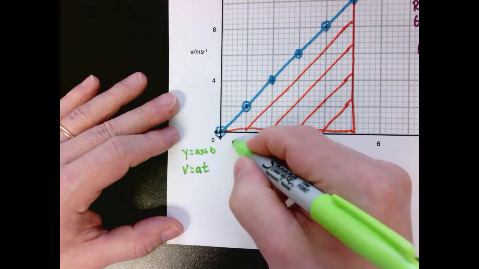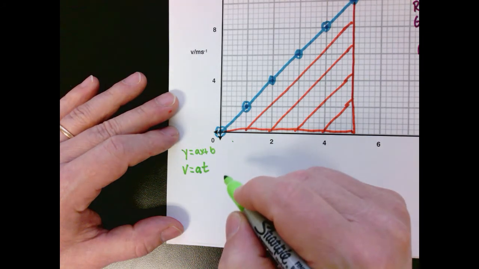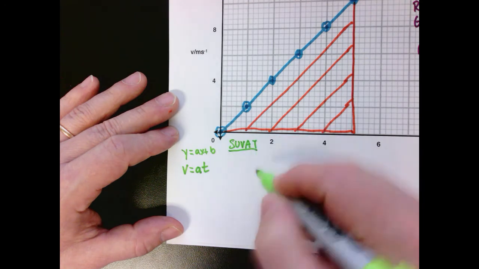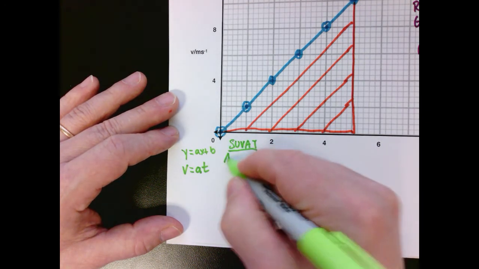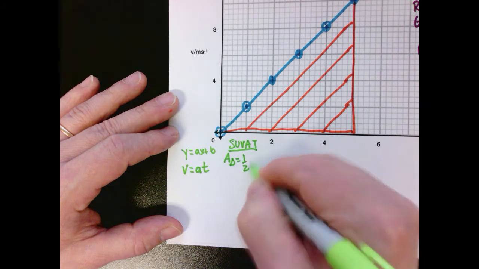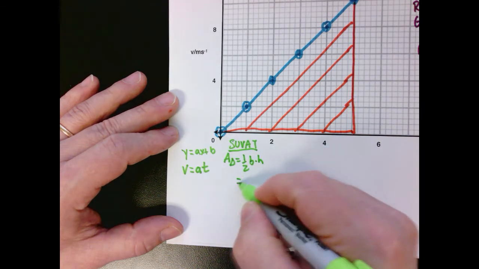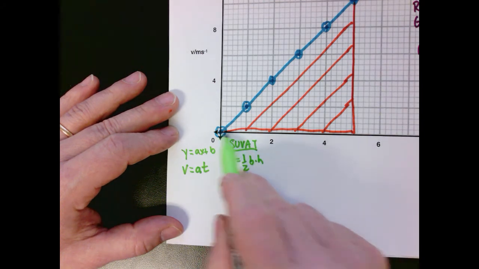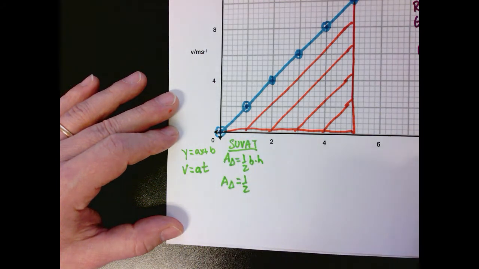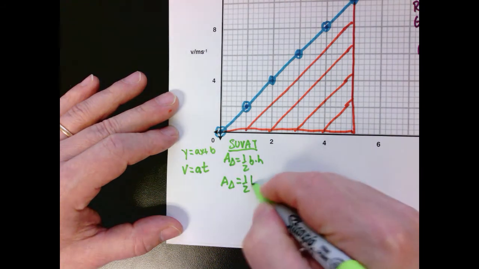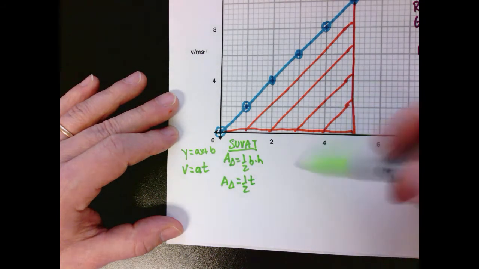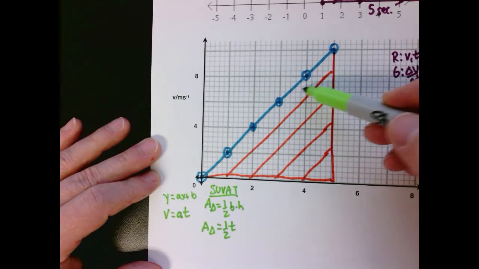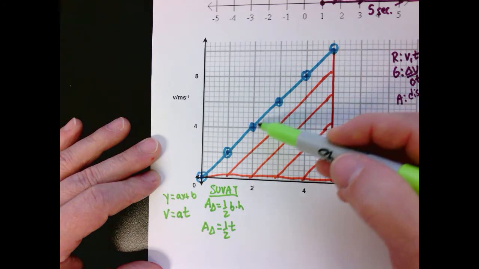Now, what we're going to do is, in the SUVAT realm, we're going to look for the area. And the area of a triangle is 1/2 base times height. So we have 1/2 the base. Now, of this triangle, what's on the base? The base is time. And the height of the triangle is the final velocity, but everywhere along this triangle, the height is the velocity.